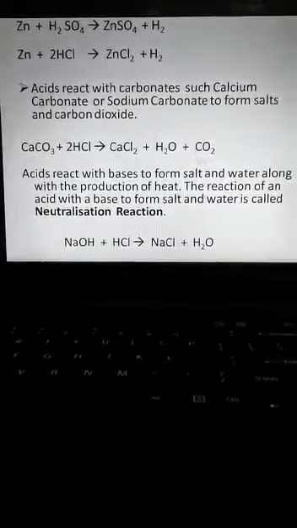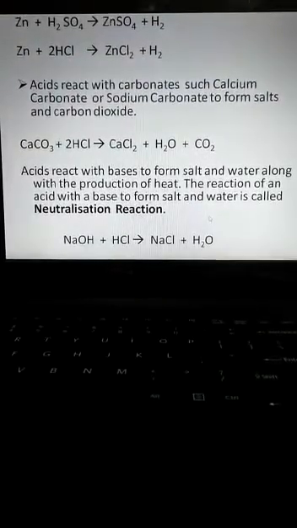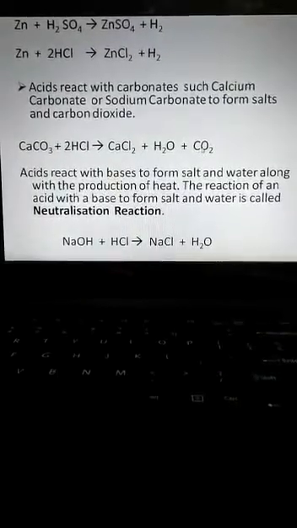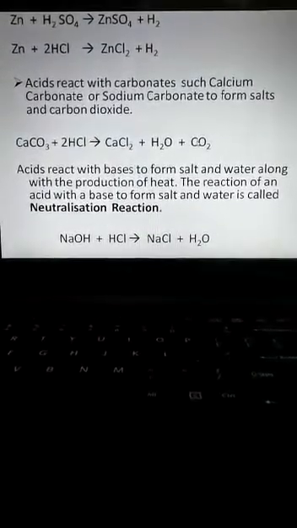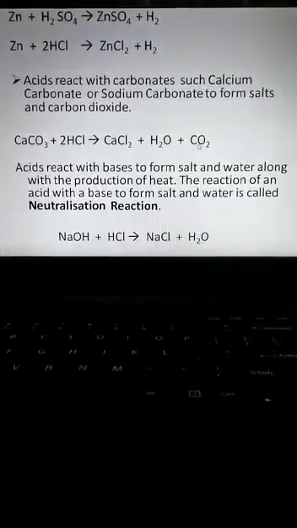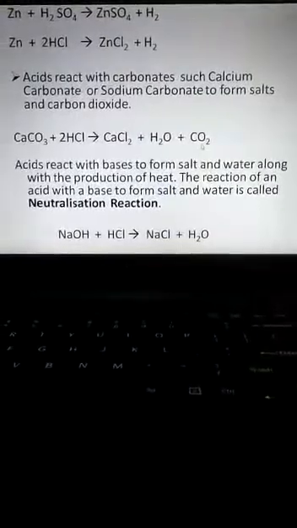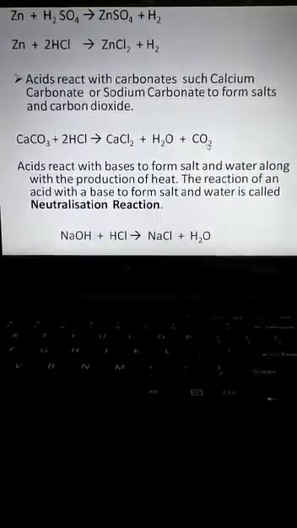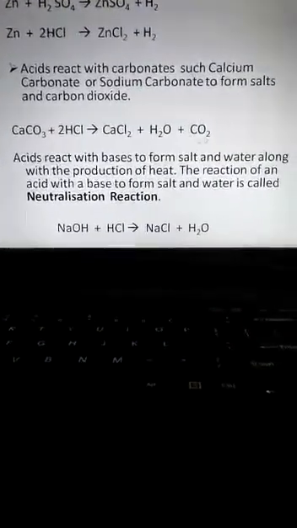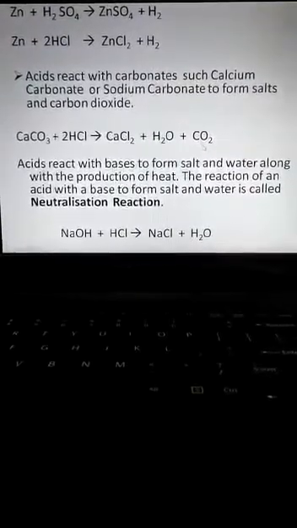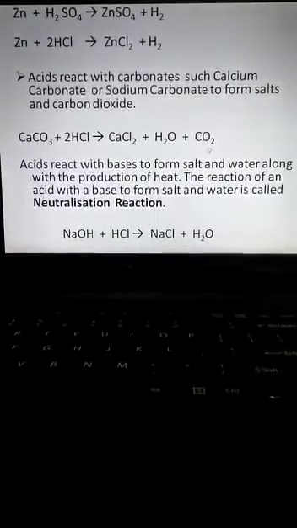Now here again, how will you prove that the gas being evolved is only carbon dioxide? Again, there is a test for this. While performing this experiment, you bring a burning matchstick to the mouth of the test tube, and if it gets extinguished, it means that the gas being released is carbon dioxide, because carbon dioxide does not support burning. Another way to prove that the gas being released is carbon dioxide is to pass this gas through lime water. The lime water will turn milky, which shows that the gas is carbon dioxide only.